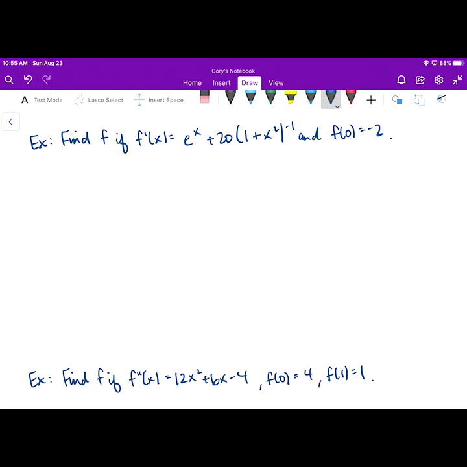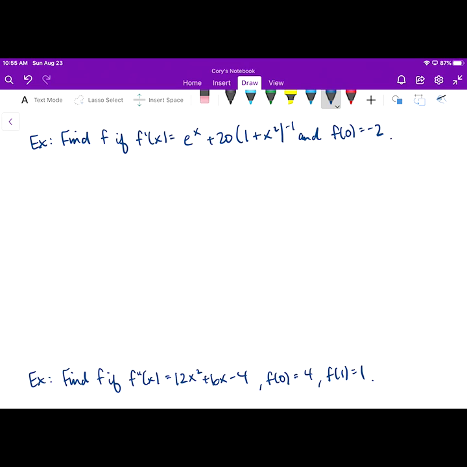Okay, so on to part 3 of this video. We're going to do a couple more examples here. Directions for the first say to find f if f prime of x is equal to e to the x power plus 20 times the quantity 1 plus x squared raised to the negative 1 power, and f of 0 is equal to negative 2.